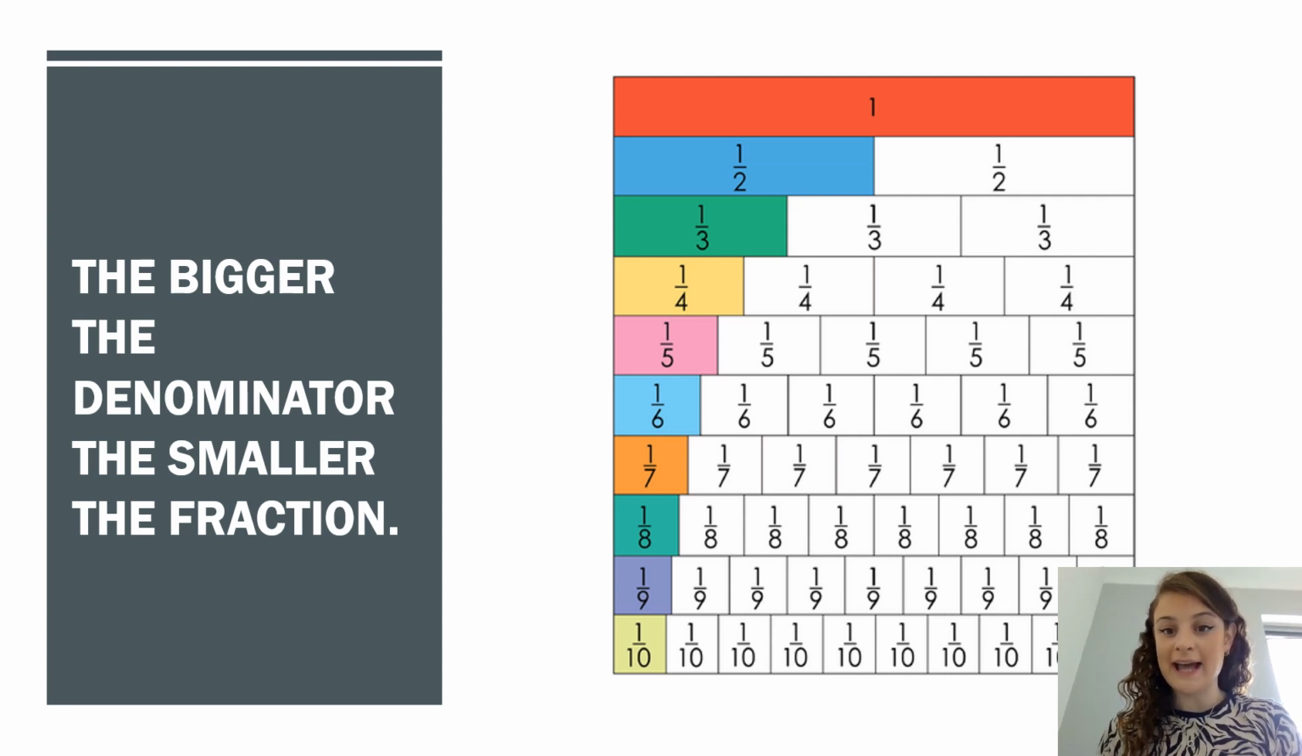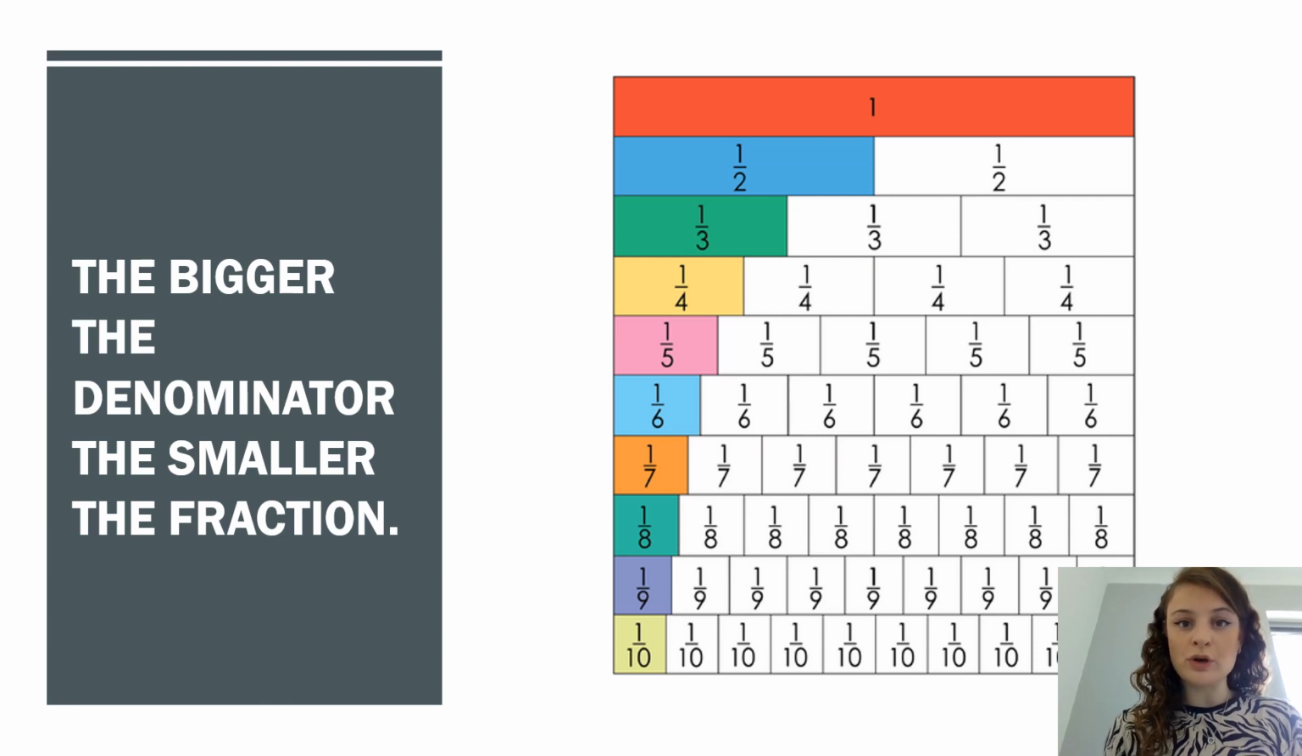If you cut a cake in half and then you cut a cake into tenths, you would rather have the cake that had been cut into halves because then you would get a much bigger slice. So the bigger the denominator, the smaller the fraction. Can you repeat it with me? The bigger the denominator, the smaller the fraction.